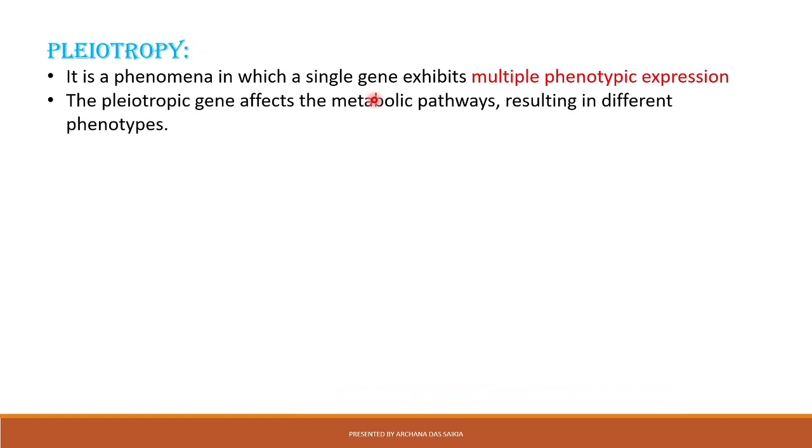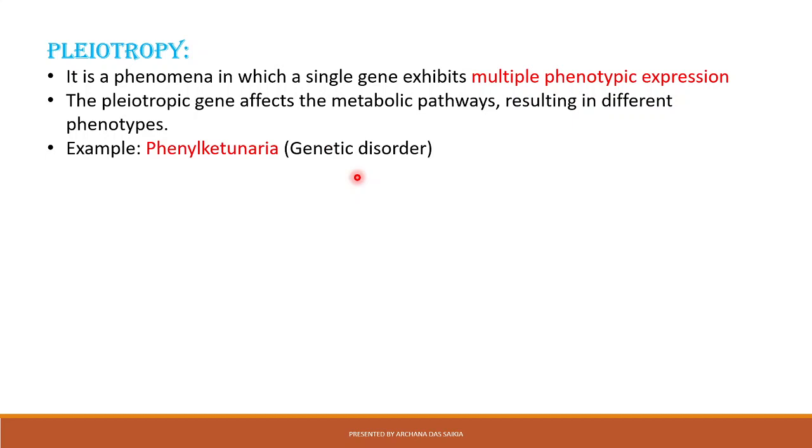The pleiotropic gene affects the metabolic pathways resulting in different phenotypes. Ultimately, expression of genes, what are they? They affect the metabolic pathways in the process, by the formation of proteins. So when the gene is pleiotropic, that means it affects more than one metabolic pathway. Maybe it's forming the pigments as also it's affecting, say, the formation of another enzyme. So ultimately expression will be in the form of two different characters, so that is the different phenotype.